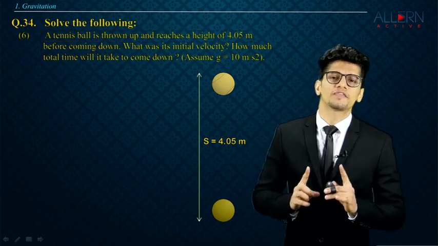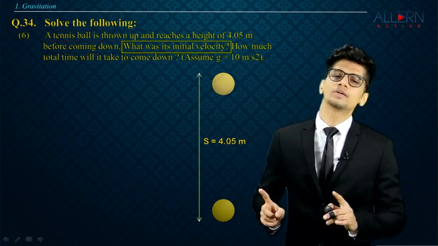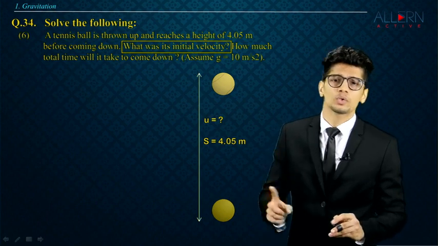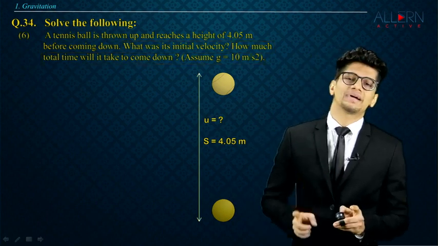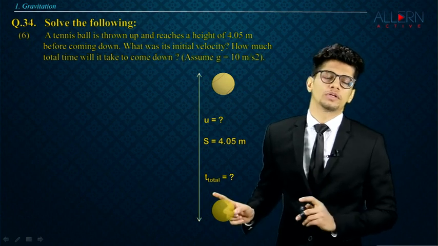Now the question says, what was its initial velocity? That means we have to find the value of initial velocity denoted by u, and also how much total time it takes. Total time is nothing but t total.